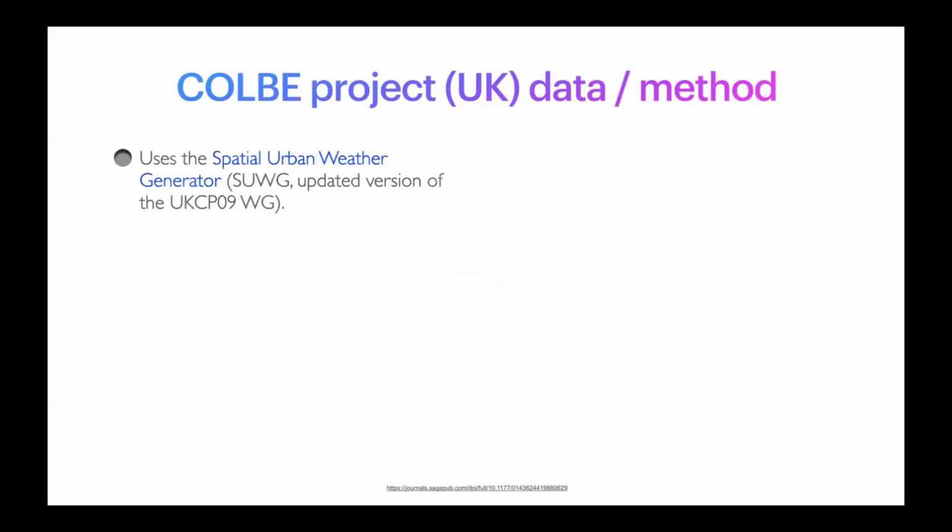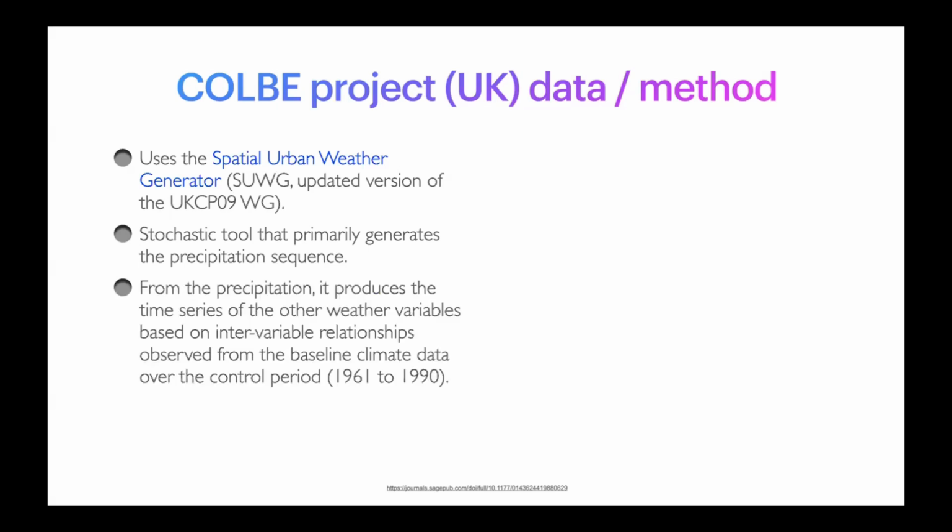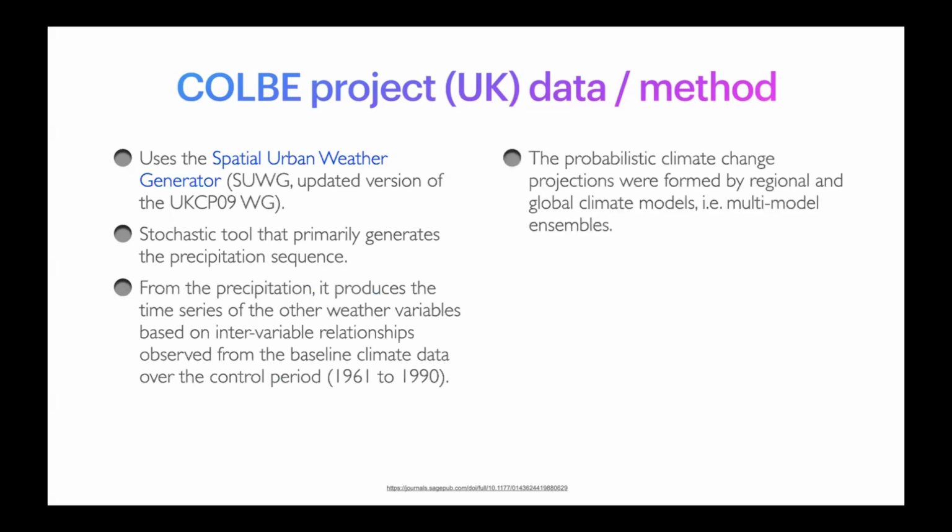We used something called the Spatial Urban Weather Generator, which is the updated version of the UK Climate Impact Programme weather generator. Essentially, it's a stochastic tool that generates a precipitation sequence for a given small patch of land, in this case, 5 kilometers by 5 kilometers. And from this precipitation, it then works out the other variables based on known intervariable relationships from the baseline climatic data over the so-called control period of 1961 to 1990. And then the probabilistic climate change projections are formed.